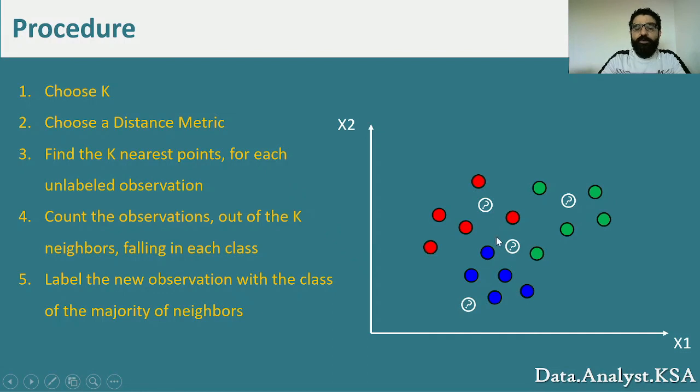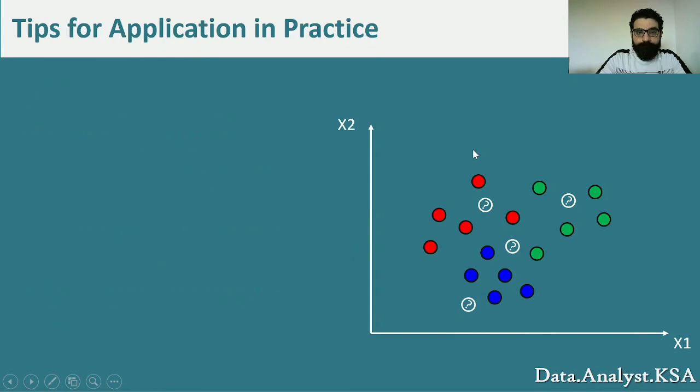And finally, we will label the new observation with the class of the majority of neighbors. So if the majority are of a certain class, then our classification strategy tells us that this observation is most probably of that class. And this is, in a nutshell, the procedure of applying k-NN. Now for the practical application.